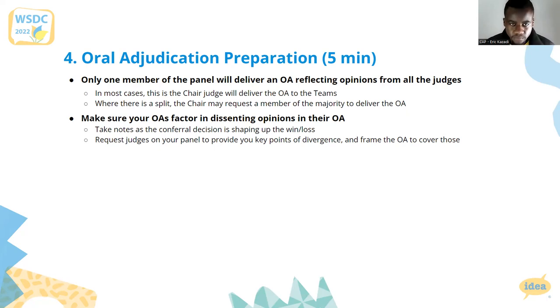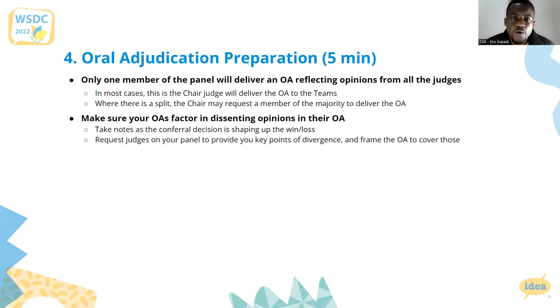So in most cases, the chair judge will be the one to deliver the oral adjudication to the teams. However, where there is a split and the chair is perhaps the dissenting judge, they may request a member from the majority to deliver the OA. It's up to the chair's discretion, i.e. if the chair feels that the split was justified or amicable and they are still able to represent the views of the majority of the panel, even though they were the ones who were dissenting, they may still deliver the OA. But if they feel uncomfortable delivering the OA that they do not agree with, then they may also request a member of the panel who is in the majority to deliver that oral adjudication.